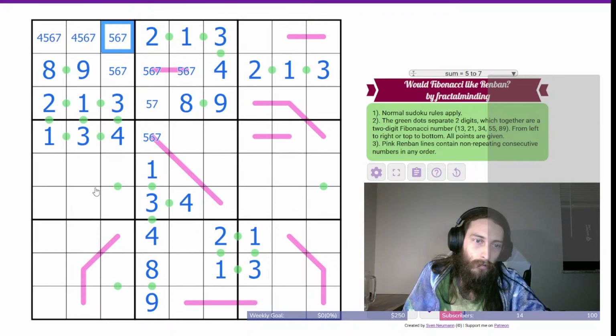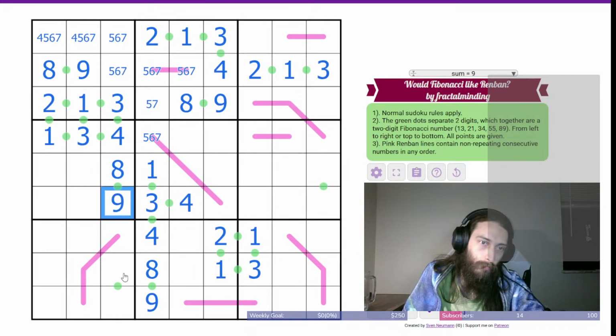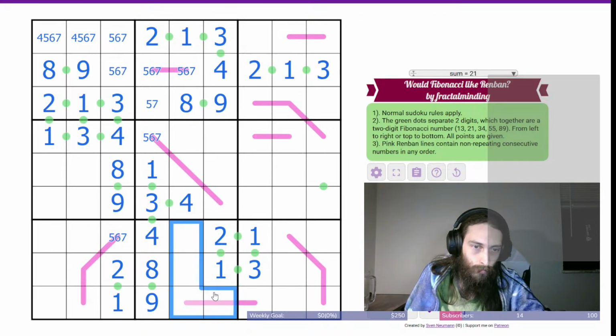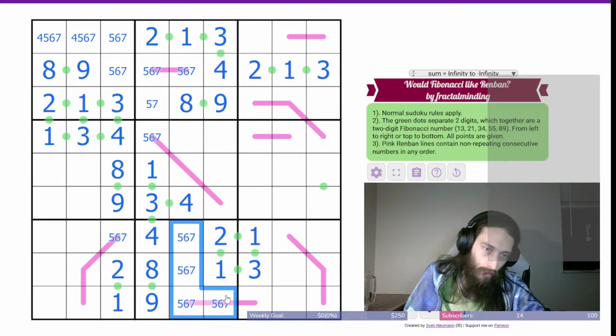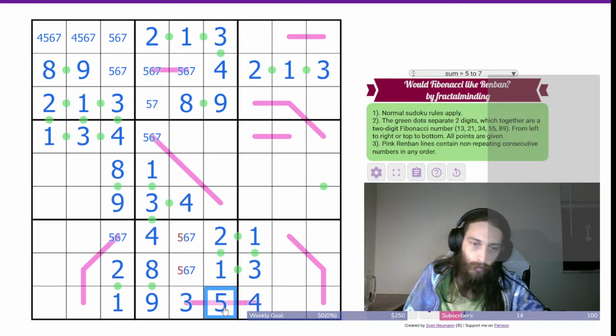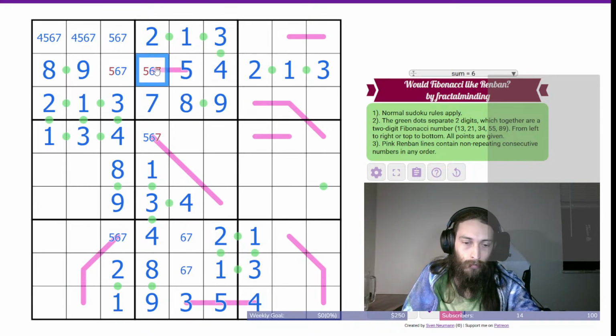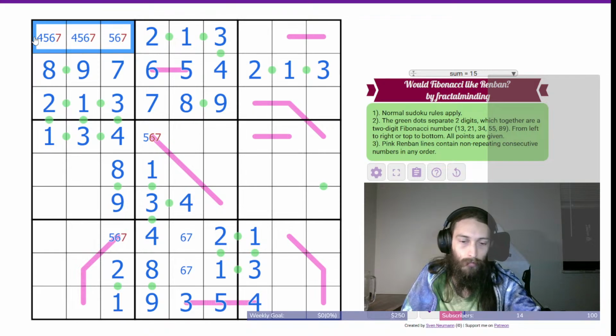It's not 4. You can't do 21, 13, 34, so that's an 8 and 9. And this is going to have to be 21, 5, 6, 7. 5, 6, 7, and 3, which has to be here. So that's going to have to go to 4 and 5. 6, 7, 7.